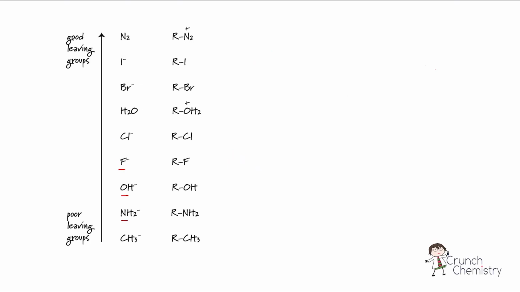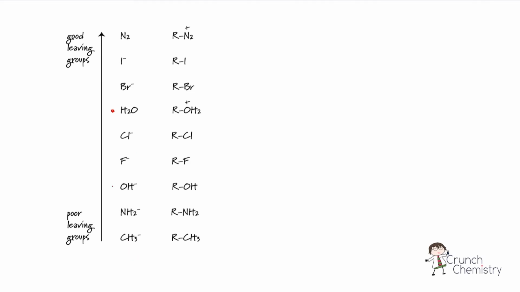Fluorine, oxygen, nitrogen and carbon are all in the same period of the periodic table. What makes the fluoride ion a better leaving group than the others is simply that the effective nuclear charge felt by the outer shell electrons in fluorine is stronger. It pulls its electrons in more closely because it has more protons in its nucleus. This means that the fluoride ion is of lower energy and more stable than the hydroxide ion. The CH3- here is our least stable ion, so it makes a very poor leaving group.